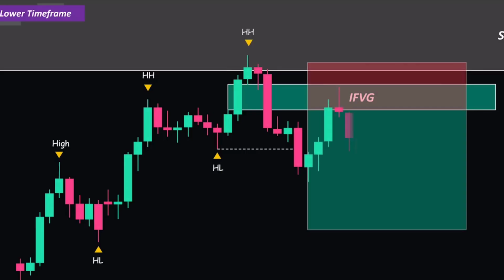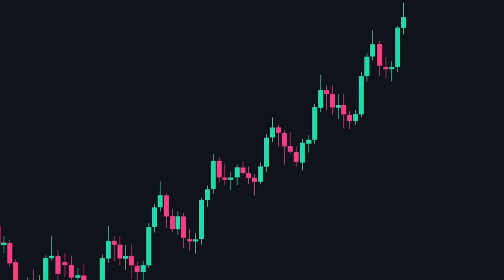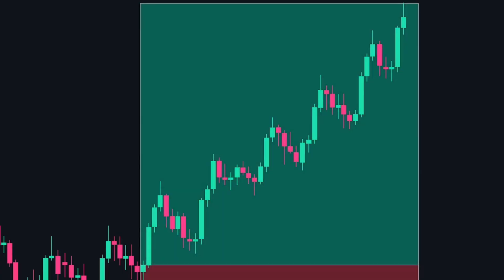For targets, you can aim for a solid 1-to-2 or 1-to-3 risk-to-reward ratio, and then set your next target at the next key level ahead of price. Another approach is to trail your profits, which can sometimes lead to very large risk-to-reward trades.